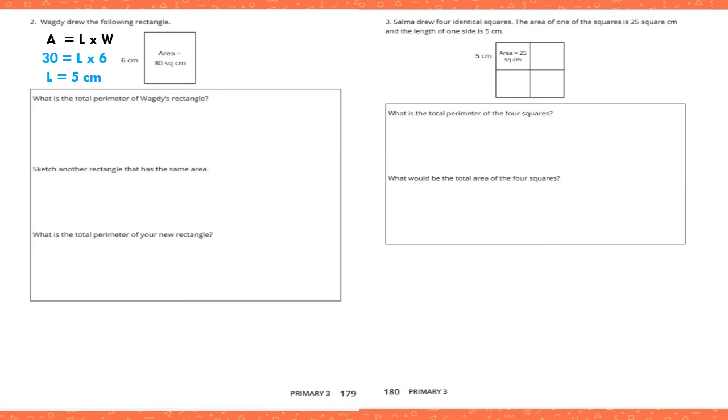Perimeter will be length plus width all times 2. So 5 plus 6 all times 2 equal 11 times 2 equal 22 centimeters.